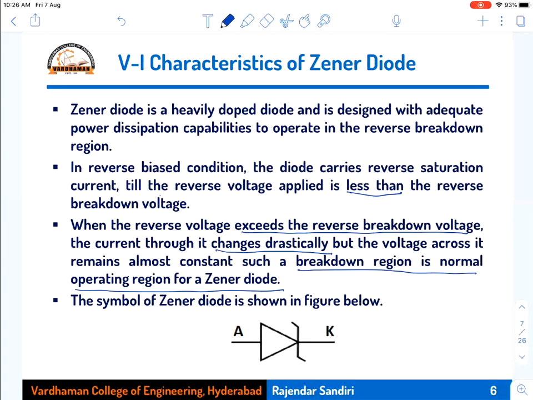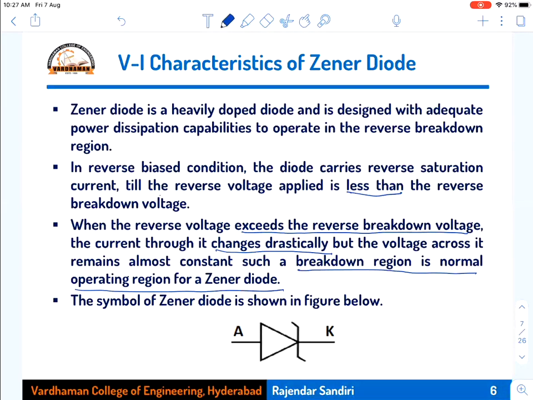Now, the operating region of a PN junction diode will be in the forward bias, where we will be calculating the forward resistance and all those things. We will be plotting a DC load line and calculating the operating point in the forward bias. Similarly, the important property of the Zener diode is that it is made to operate in the breakdown region, and at breakdown voltage the current should drastically increase, and that particular property is used as an application in the voltage regulator.